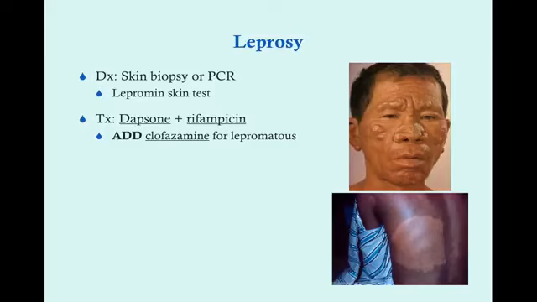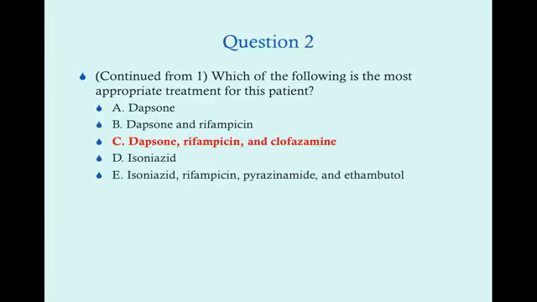And so it's really a good prognosticator. The treatment for leprosy depends on the type. So if they have tuberculoid leprosy, you do dapsone and rifampicin. And if they have lepromatous leprosy, you do dapsone, rifampicin, and clofazimine. So 3 drugs. So this is a multi-drug therapy. And so that gives you the answer to 2.